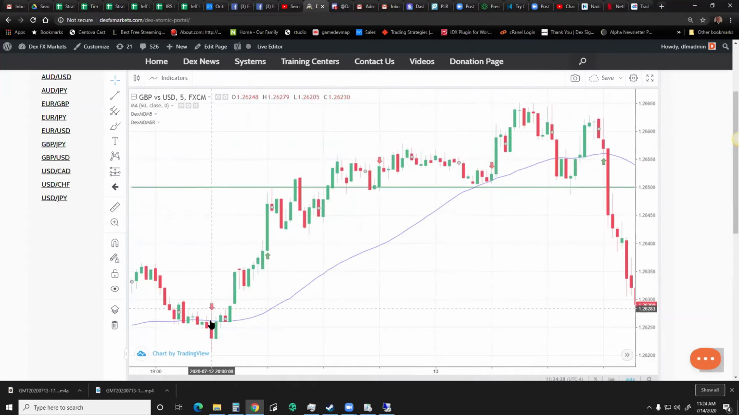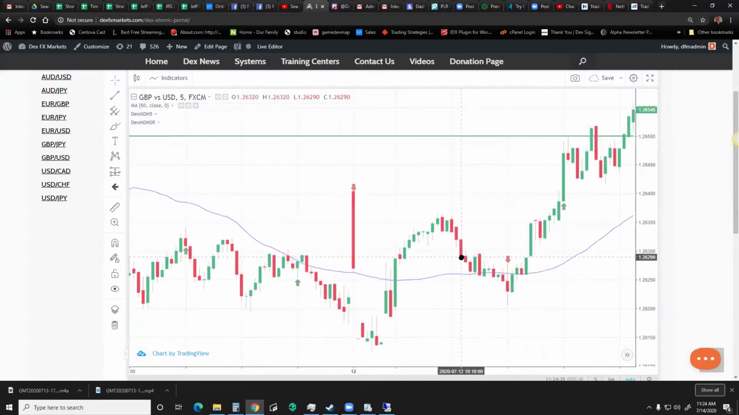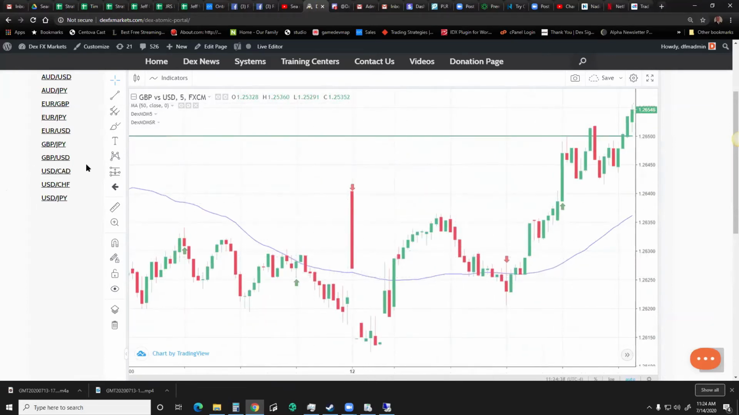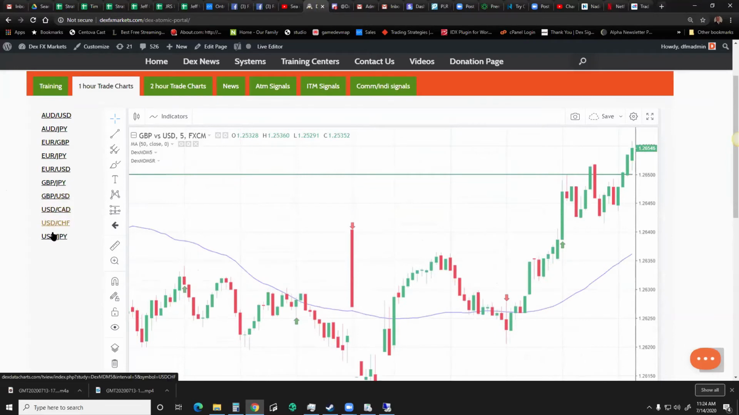First one down, boom, right there, another loss. Win, because it's the first one over. And then the beginning of the week. USDJPY.